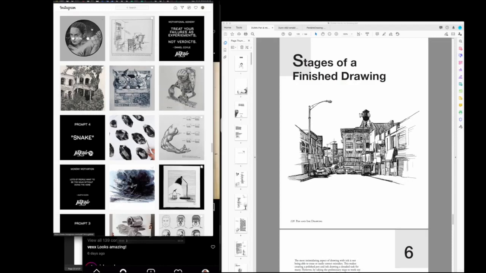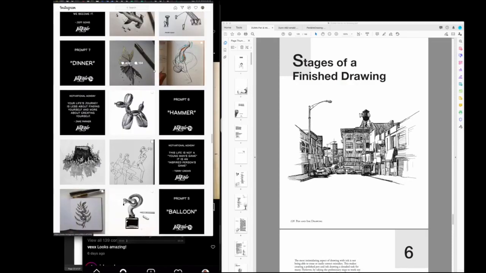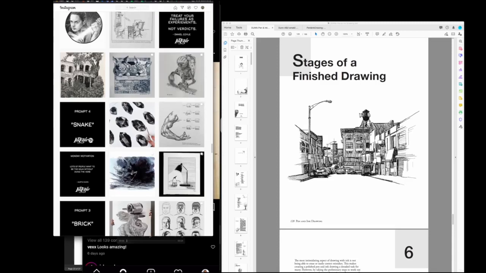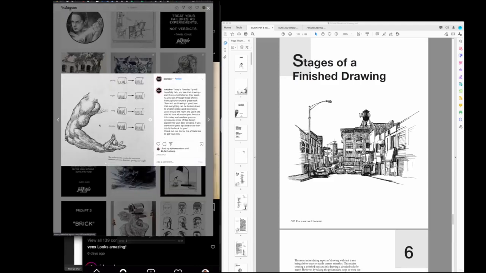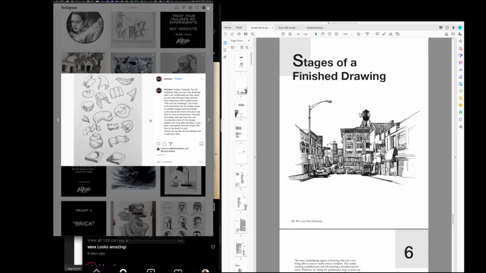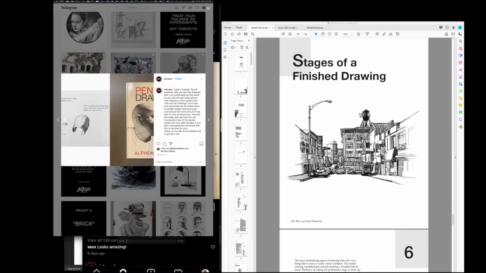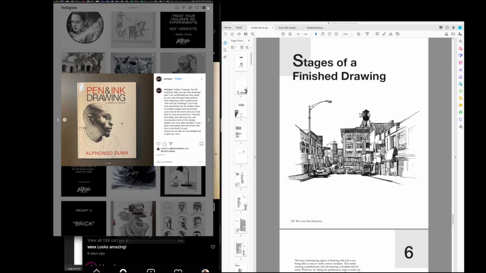And also, there's no way you can say he's not familiar with my work. You can actually see here, this is on the Instagram, the Inktober profile. He posted an excerpt from my book. "As you look through these photos from Alphonso's great book, Painting Drawings, you'll see that everything can be broken down to smaller shapes and structures." So you can see it here. He posted several pages, three pages. There you go. So there's no way you could say he's not familiar with my book.